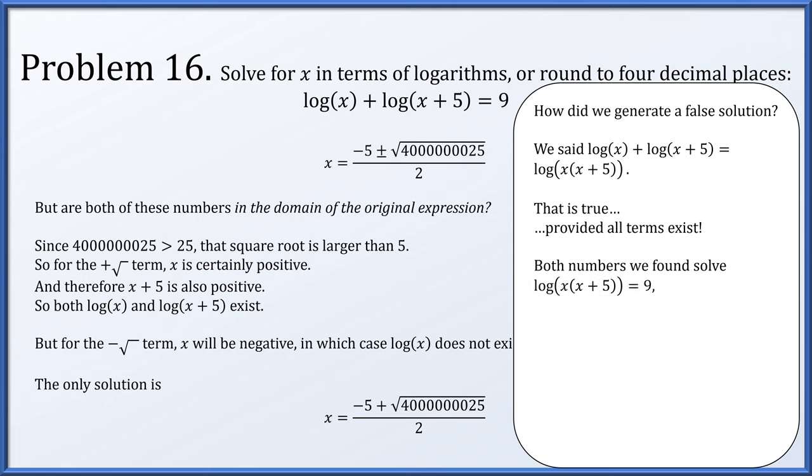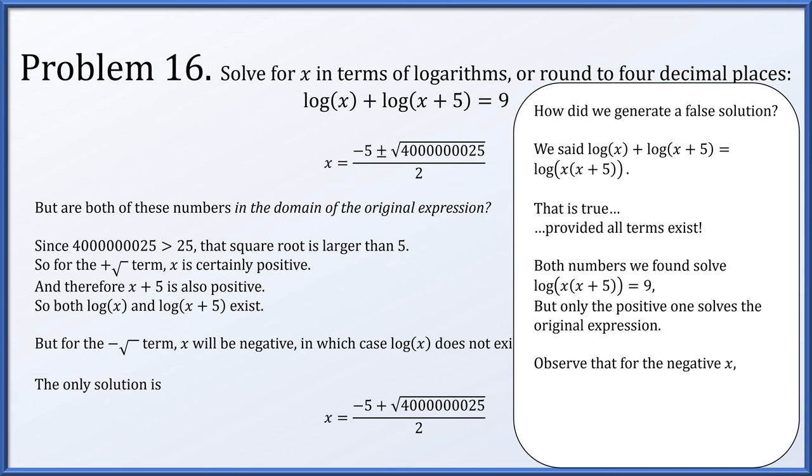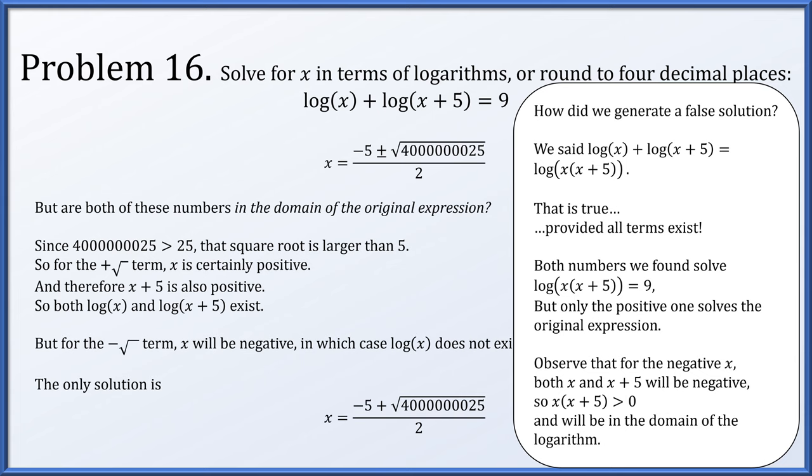Both numbers we found solve this expression. Whether x is negative 5 plus a radical over 2 or negative 5 minus that radical over 2, both of those x's solve this expression. But only the positive one solves the original. In other words, if x was negative 5 minus a radical over 2, we would have a negative x and x plus 5 would be negative. Meaning when I multiply a negative value of x and a negative value of x plus 5 together, that would be positive. So I could compute the logarithm of x times x plus 5, because x times x plus 5 would be positive. And therefore, that would be in the domain and that would be fine. But if x and x plus 5 are both negative, in the original expression, I cannot compute their logarithm.